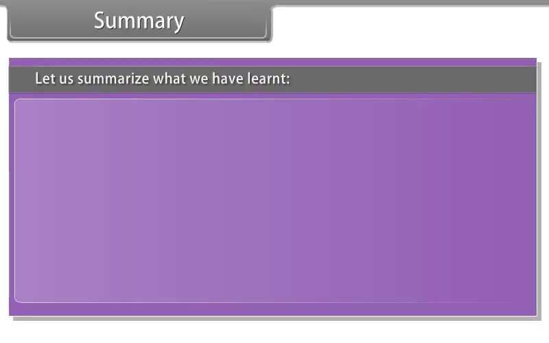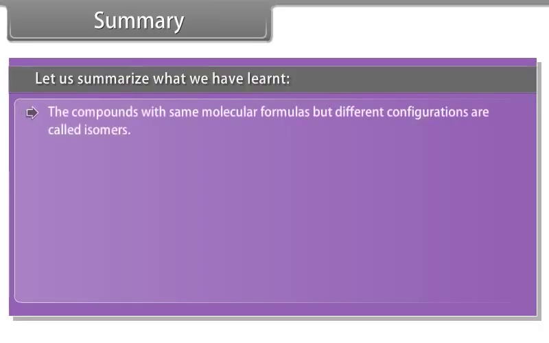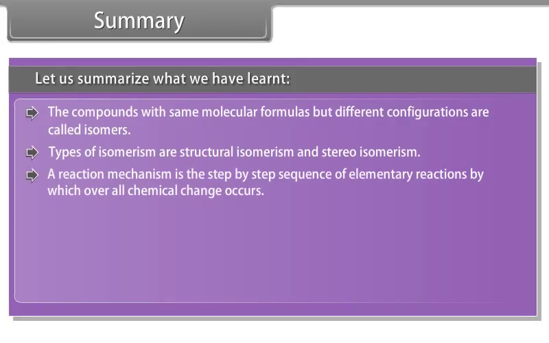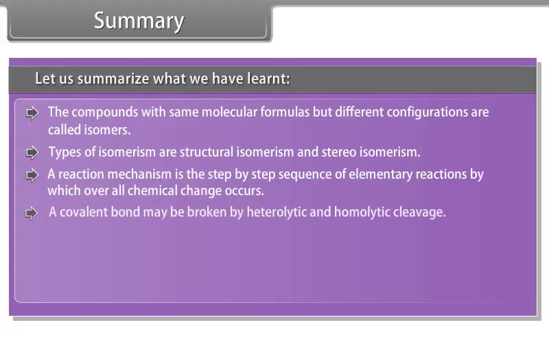Summary. Let us summarize what we have learnt. The compounds with the same molecular formulas but different configurations are called isomers. Types of isomerism are structural isomerism and stereoisomerism. A reaction mechanism is the step-by-step sequence of elementary reactions by which an overall chemical change occurs. A covalent bond may be broken by heterolytic and homolytic cleavage.